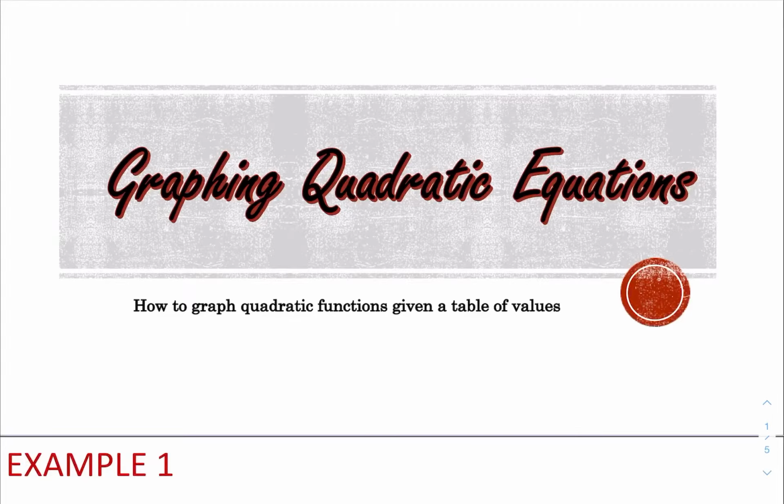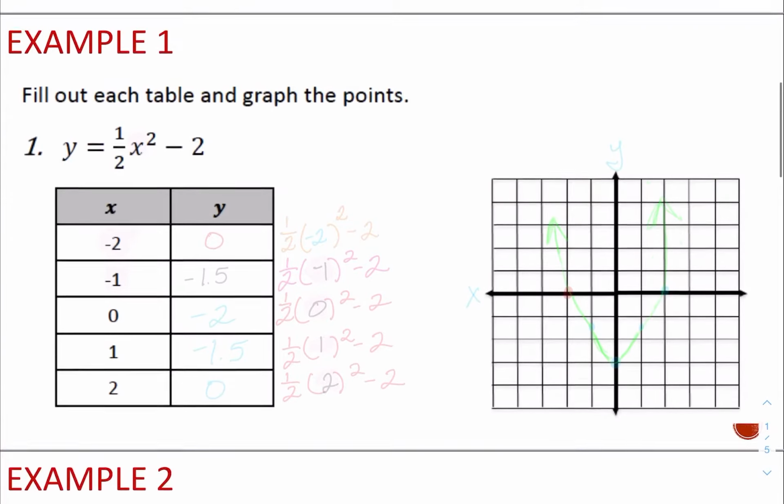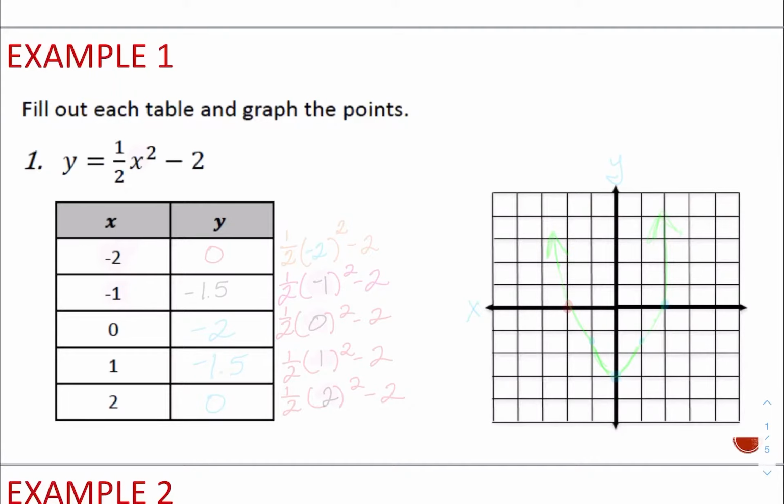This video will be a guide on how to graph quadratic functions given an equation and a table of values. All right, let's look at example 1. We have the equation y equals 1/2 x squared minus 2, and we have a table of values with x values ranging from -2 to +2.